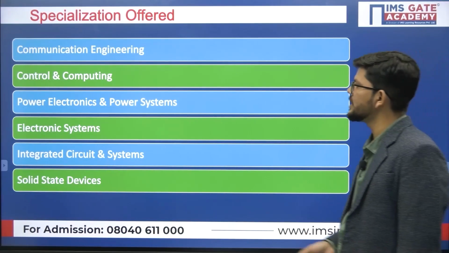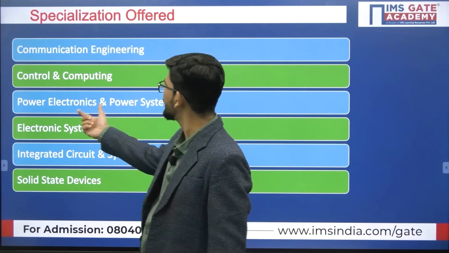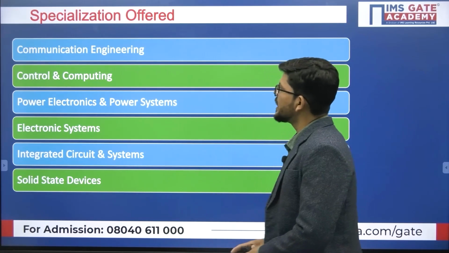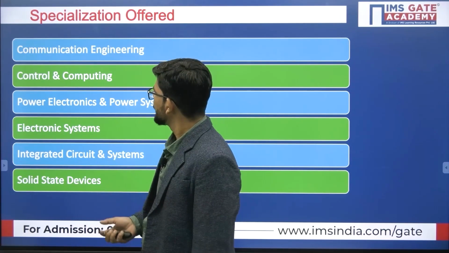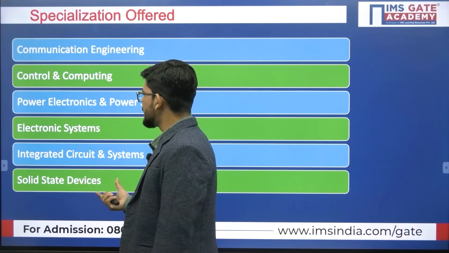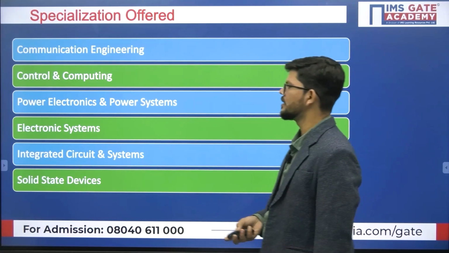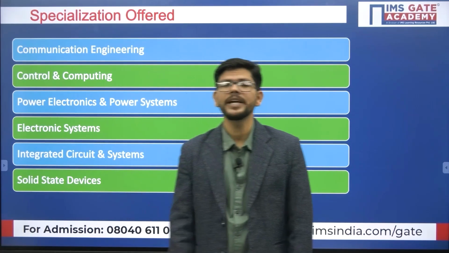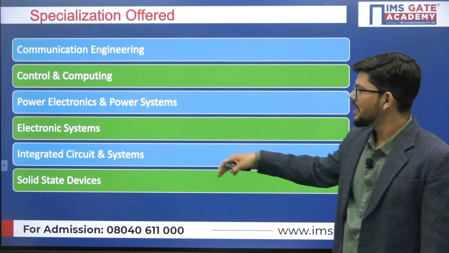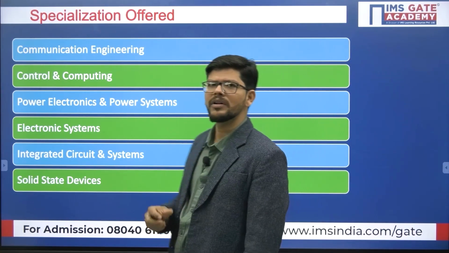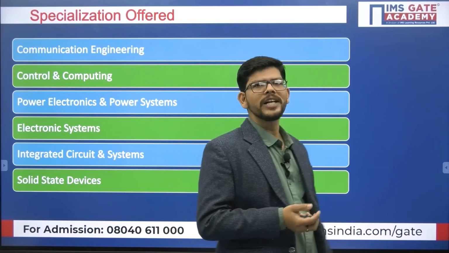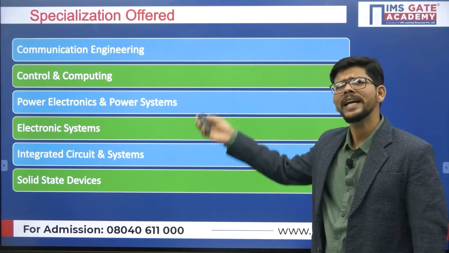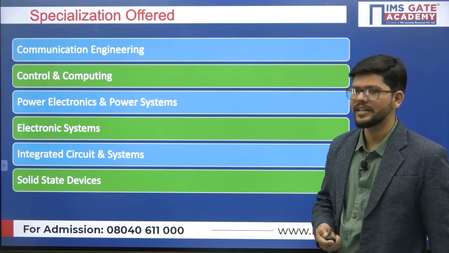Talking about the specialization, the core specializations are power electronics, power system, control and computing, and apart from that you can also apply in communication engineering, in electronic system and solid state devices or integrated circuit and system. Apart from power electronics, power system and control and computing, the other specializations are basically pure for the electronic domain. So the core specializations for electrical students are power electronics and power system, but you can apply to any of them. It depends upon your interest.